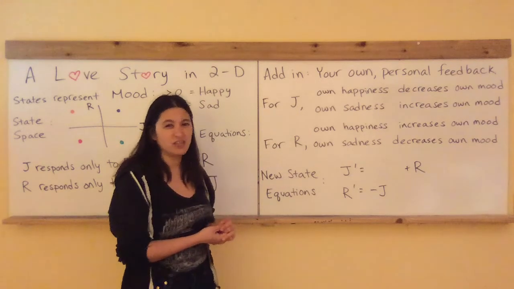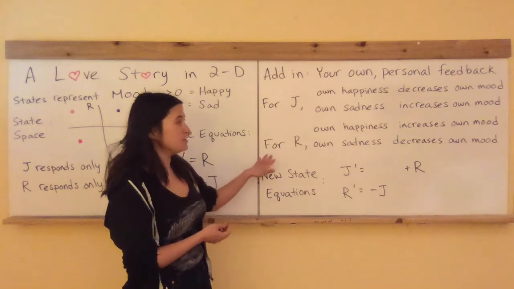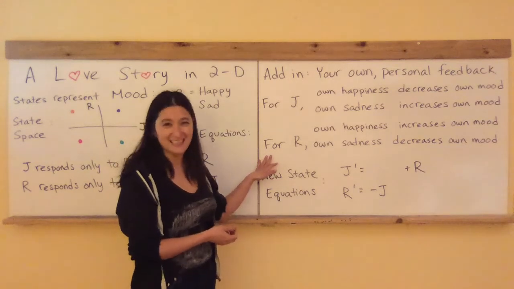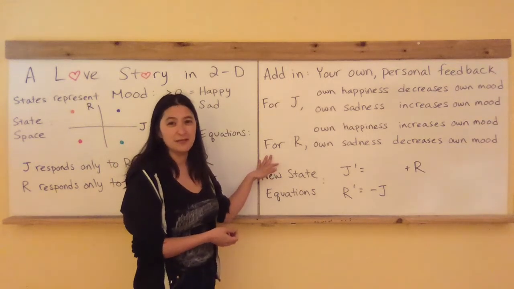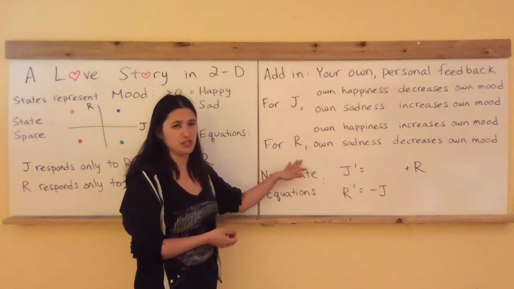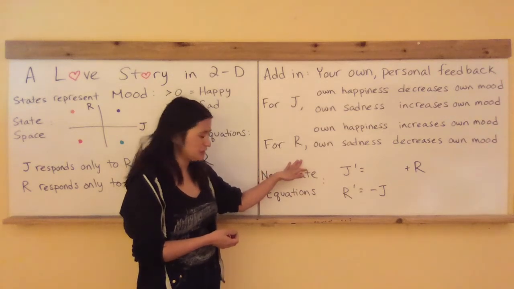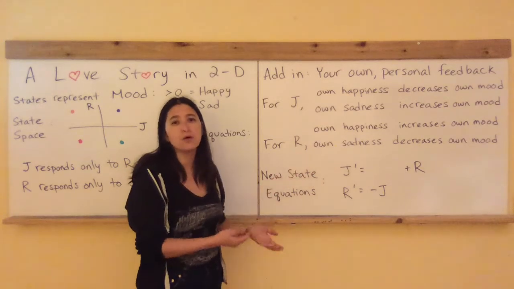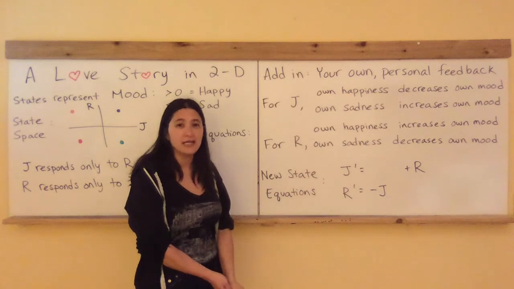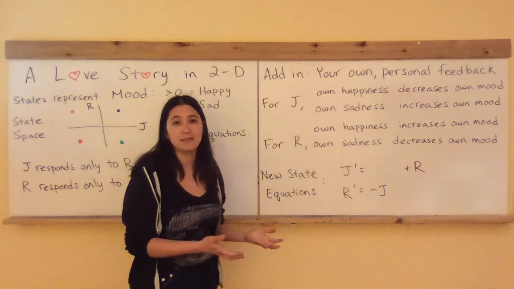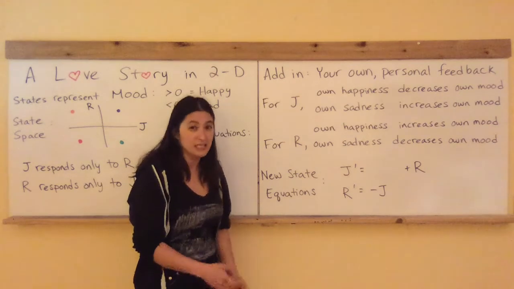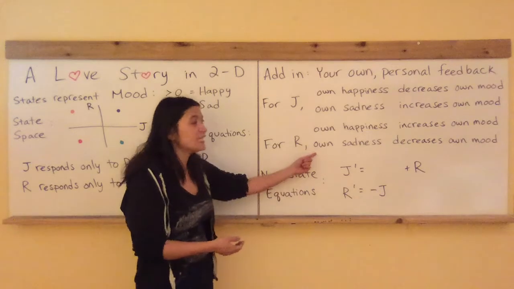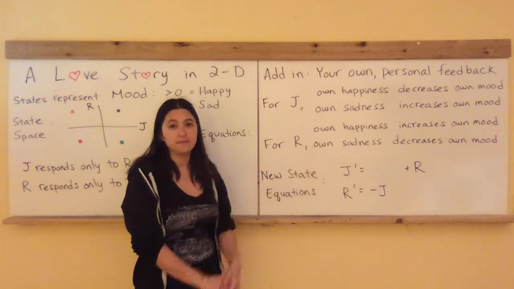Well, Rancor's not really like that. Rancor's own happiness increases his mood, so if Rancor's happy, he gets elated. He gets even more happy. When Rancor's sad, he really starts to stew, and he gets sadder and sadder and more miserable. So Rancor responds to his own feelings in a reflective way that just increases his happiness when he's happy and increases his sadness when he's sad, which is to say his negative number will get more negative.